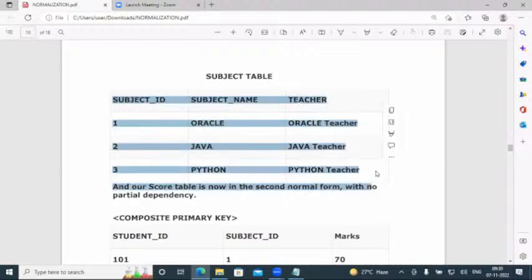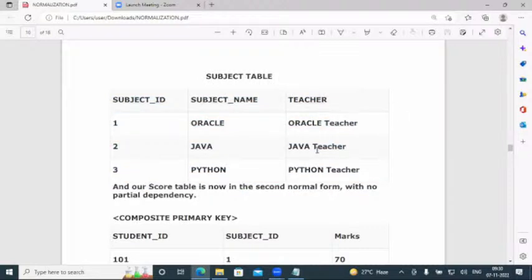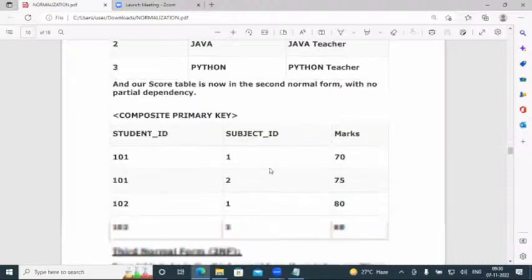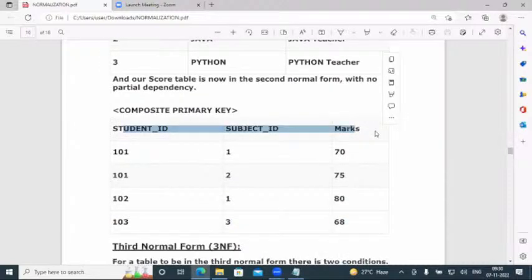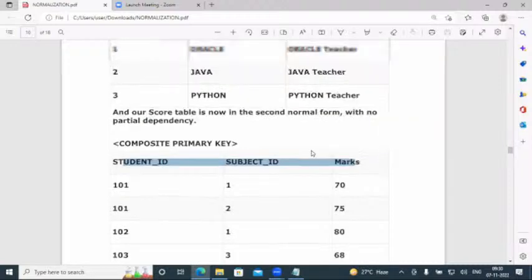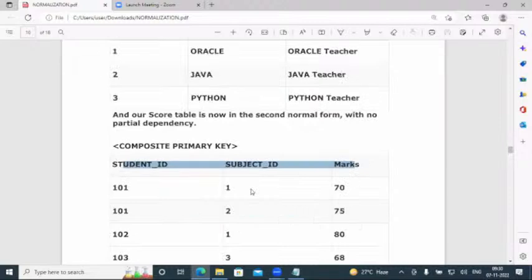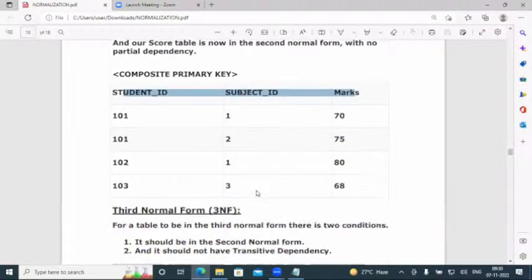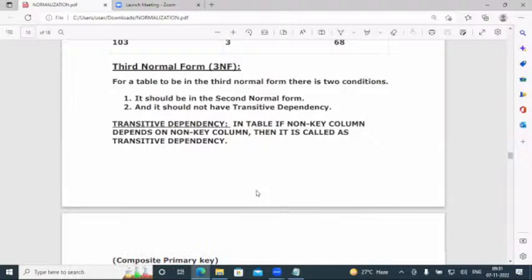Now it is fully dependency. Yes or no? Yes, fully dependency columns only, no partially dependency. And here also, fully dependency, no? Yes, the marks column; both of them depend, na? So here also fully dependence. So now what happened? These two tables satisfy the second normalization form. There are no partially dependency columns in these two tables. So now these are carried forward to the next level. And the next level is what? Third normalization form. Understand, na?